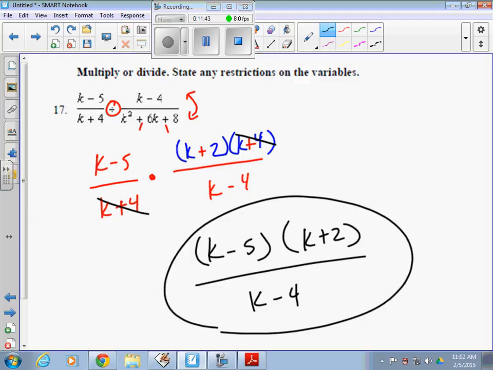The only restriction on the variable would be very simple in this case. If you see something, and it'll definitely show up like it always has been, what's going to make it 0 on the bottom? The only restriction you can have is that K cannot be equal to positive 4. 4 is a restriction on the variable. Can't make 0 at the bottom.